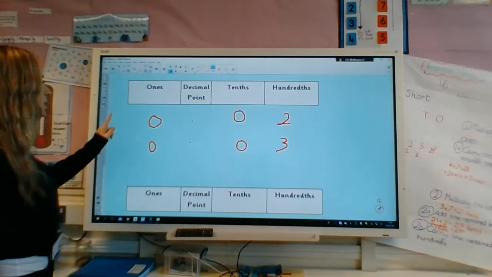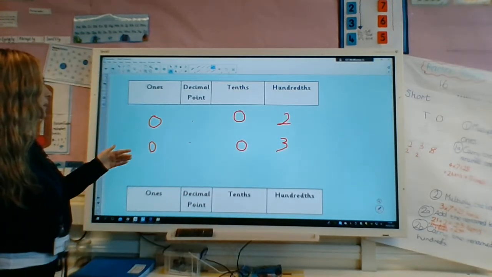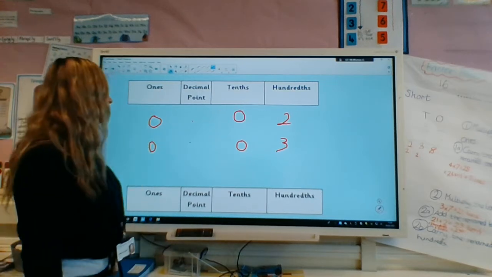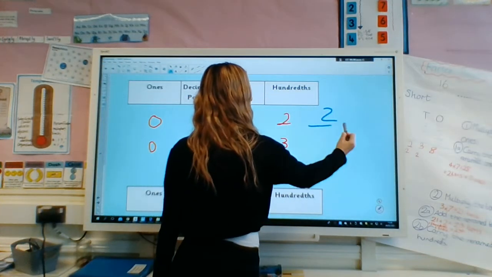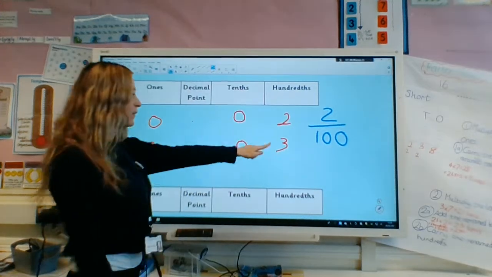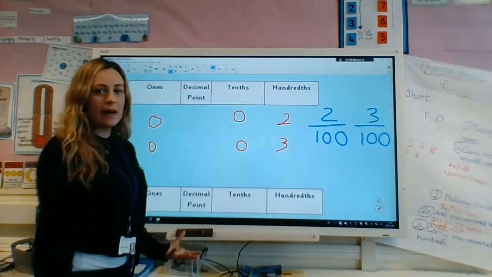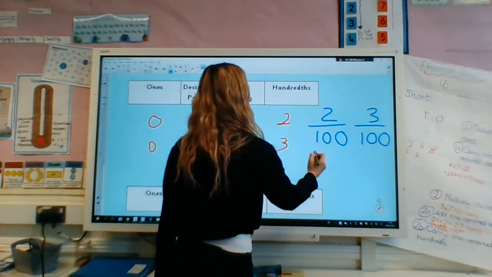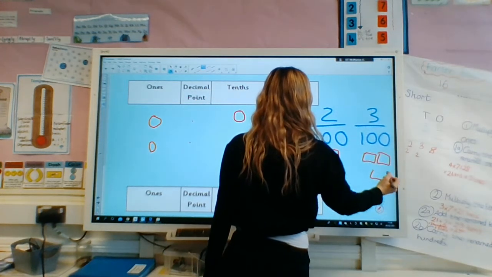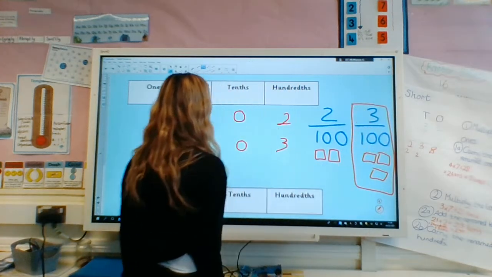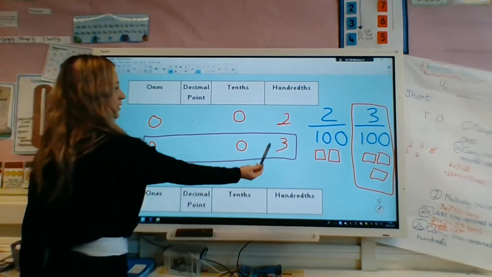We've got another one here. We've got 0.02 and 0.03. Which one is greater? So what I've done is, I've done my place values, I've put them in the correct columns. Now, here we've got 2/100th. So as a fraction that is written as 2/100. Here we've got 3/100ths, that is written as 3/100ths. Which one is greater? Which one is more? If I was to draw this pictorially, this would be 2/100ths and this would be 3/100ths. 3/100ths is greater than 2/100ths. Okay? Because 3 is bigger than 2.